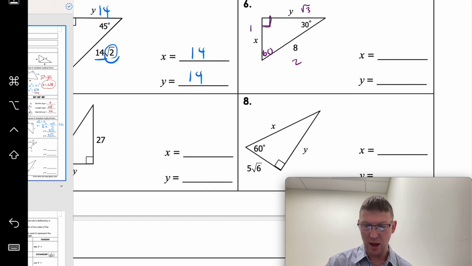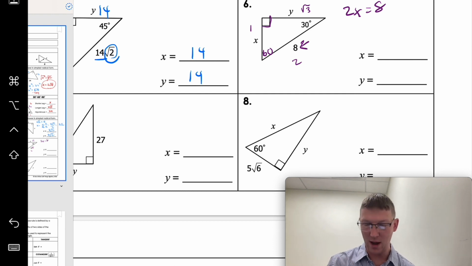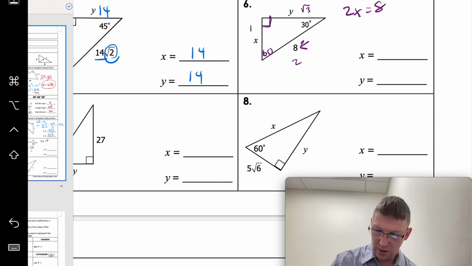So our x, our shorter side, is equal to half of our hypotenuse. So I'm just going to set that equation up. We're looking at this guy right there. So 2x equals 8. The way that I got there is from that pattern: our hypotenuse is 2 times the smaller length. My smaller length is x. So I said 2x equals 8. So then from there, we can say that my x equals 4, dividing both sides by 2.